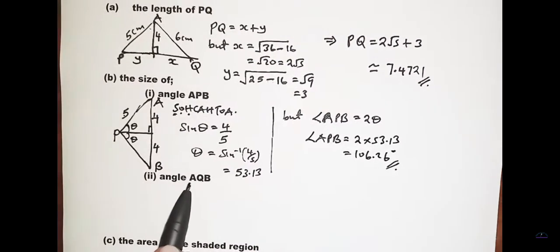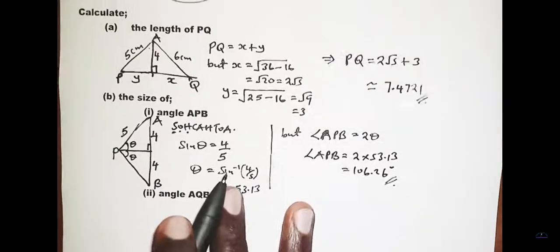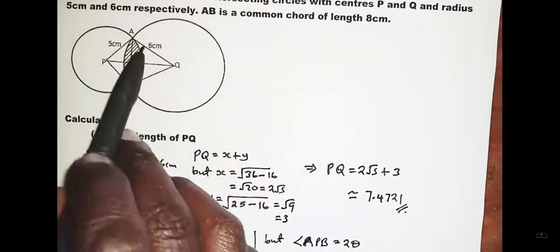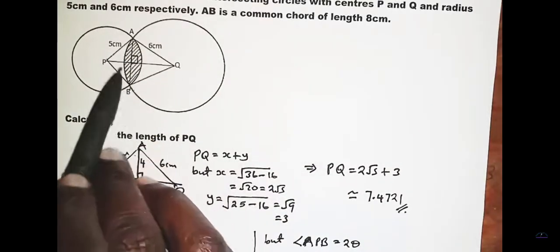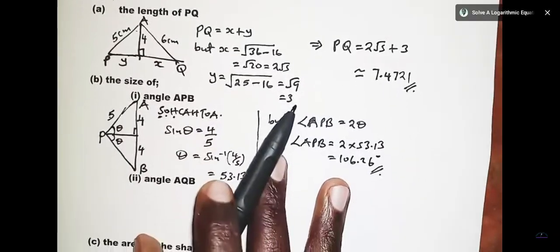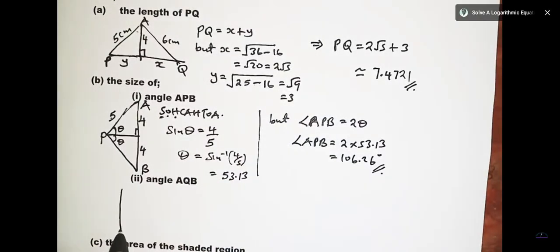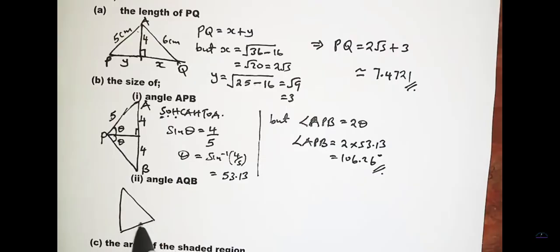Next, for angle AQB, here we are going to concentrate on this triangle AQB. So let's draw it here. So we have again, here is A, here is still B, and then we have Q. If that is Q, AQ we already know is 6 centimeters. Now we can let this angle be alpha, which is the same as this angle. So here still 4, and here also 4 centimeters.